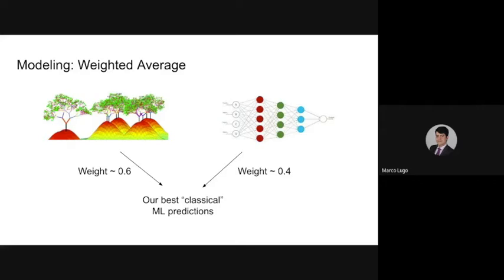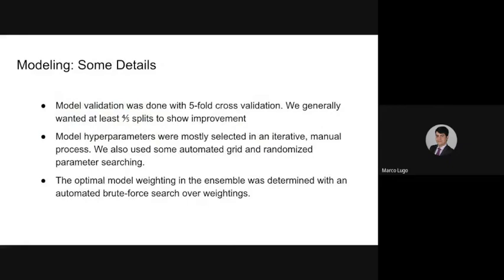Now, as for our validation strategy, we went with the classic five-fold cross validation. For this, our general rule was that ideally we would see at least four of the five folds improving in score. As for hyperparameter search, we mostly iterate on the parameters manually, but we also use grid search and randomized search to compare during our iteration.